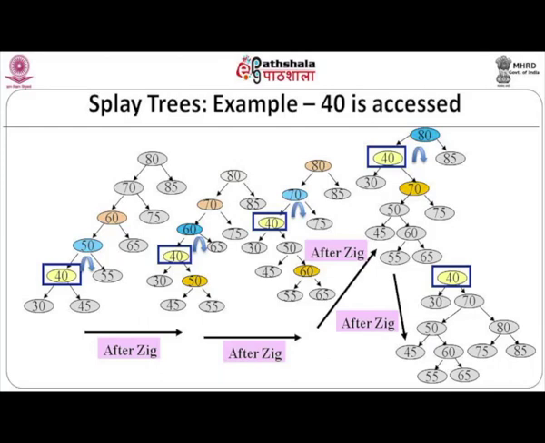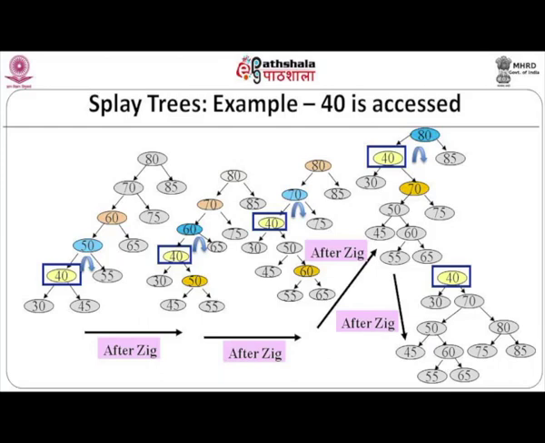So, first we do a zig operation, and after the zig operation 40 changes direction. Then you have 40 moving up, and then you do again a zig operation. This is a series of zig operations because everything is to the left. So, 40 moves up, then it moves up again, then again, till it reaches the root. So, this is a typical series of operations that you will do. This is called splaying about 40.